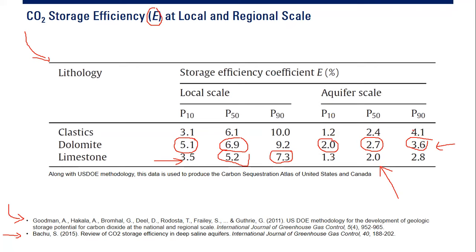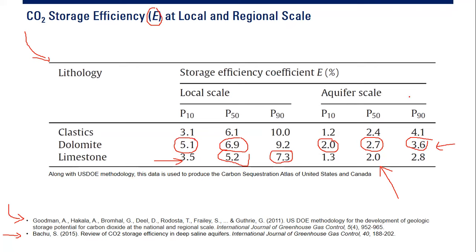So maybe the application coming from this is if you're investigating limestone aquifer, maybe you can take this as the risk. The storage efficiency coefficient is the lowest compared to clastic and dolomite. Okay, and along with the US DOE methodology, this data is used to produce the carbon sequestration atlas for the United States and Canada. Okay, so here you go.